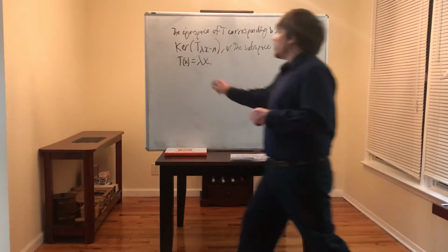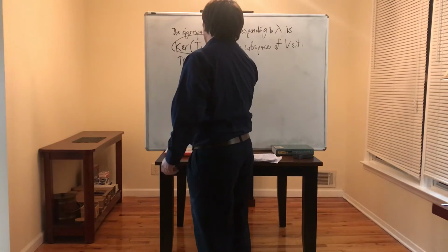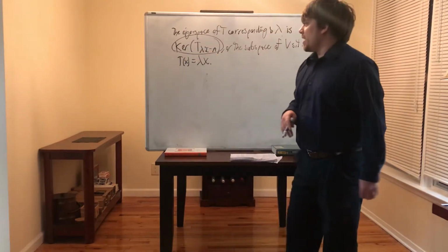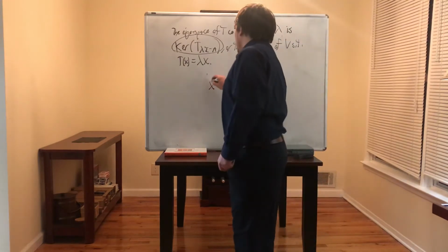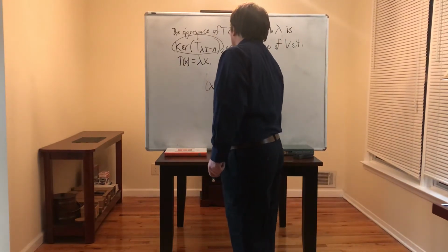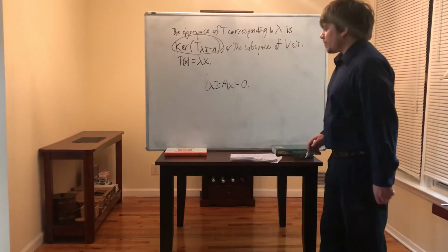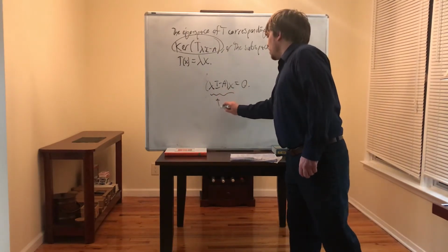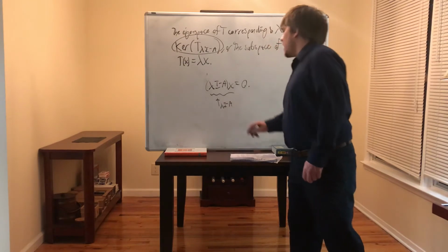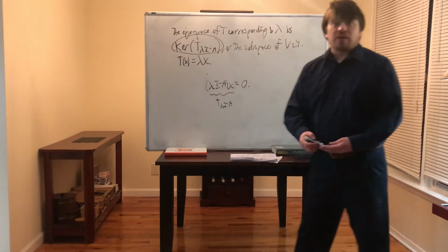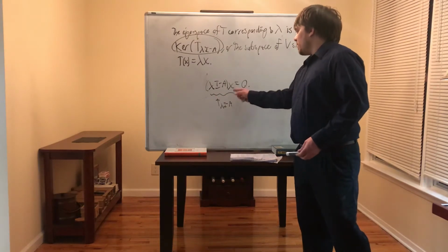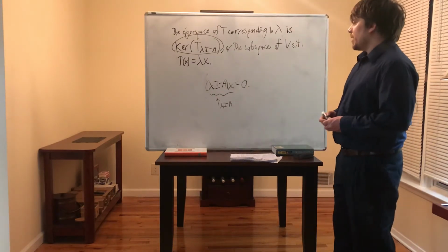Okay? The kernel of T sub lambda I minus A, that's just the vectors. T sub lambda I minus A is just left multiplication by lambda I minus A of a vector x. And the kernel of that matrix transformation is all the vectors x such that T sub lambda I minus A of x is equal to 0.